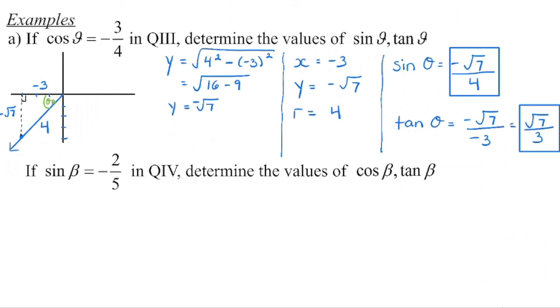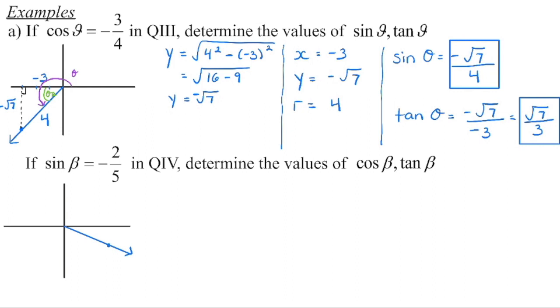And then just check to make sure that all of your signs are accurate. And then you can also check, so CAST, tangent is the only ratio that should be positive in this quadrant. Tangent is positive, sine is not, nor is cosine. So that also checks. And these are not drawn to scale, by the way.